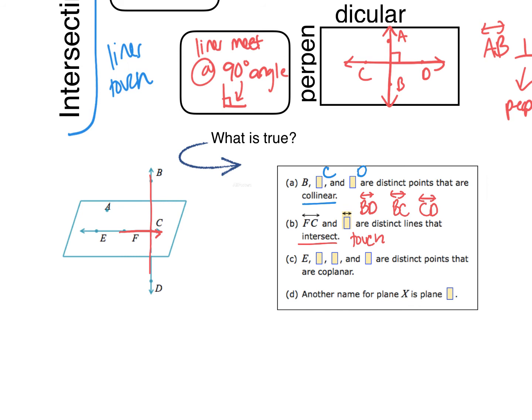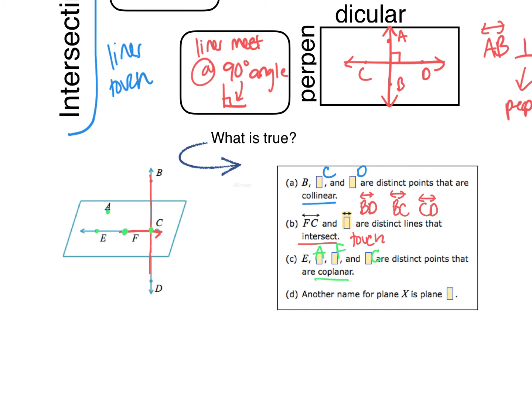In part C, it says point E blank, blank, and blank are distinct points that are coplanar. So remember, we need at least 3 points to make a plane, and coplanar means that they lie on the same plane. So the only 4 points that lie with E on the same plane are shown in this picture here. We've got E, A is in that plane, point F is in that plane, and the only other point in that plane would be point C. So it must be A, F, and C that would be filled in there.